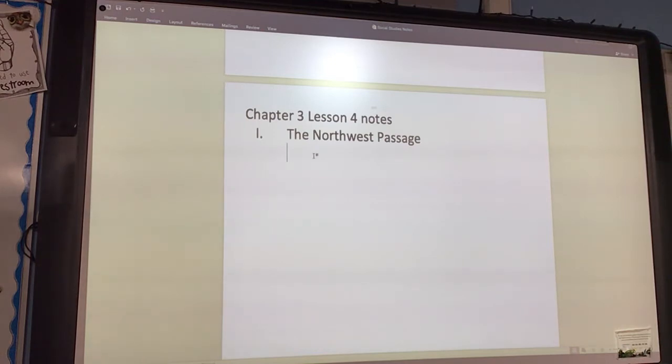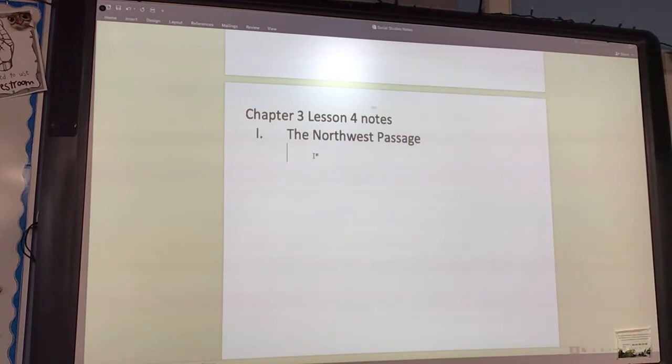Reading check. Main idea and details. Why did European explorers want to find the Northwest Passage? Oh, we're going to stop there. All right. Why did they? It's part of our questions we had asked. Why did they want to find it?